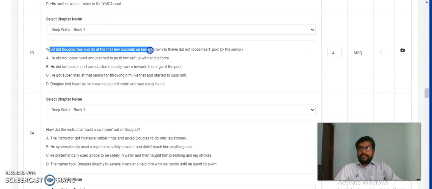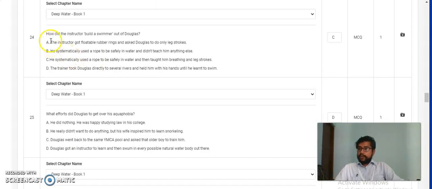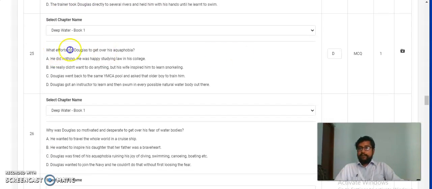Okay, what did Douglas feel and do in the first few seconds when he was thrown into the water? Option A, of course, did not lose heart. Yeah. How did the instructor build a swimmer out of Douglas? Option C. Then moving on. What efforts did Douglas make to get over his aquaphobia? Option B.